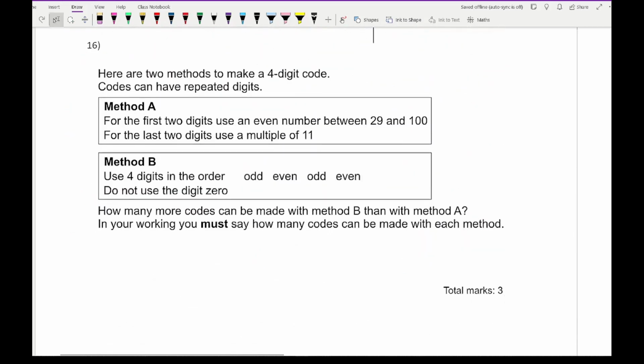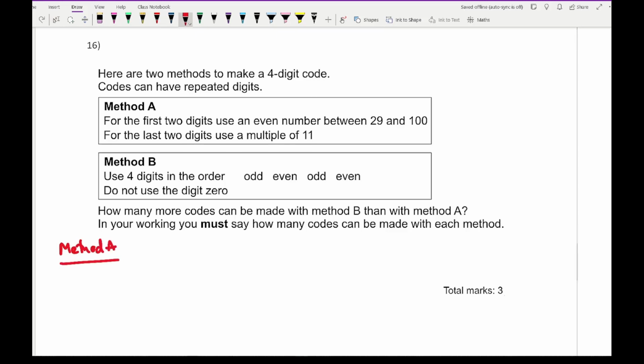Moving on to question 16, it says here are 2 methods to make a 4-digit code. Codes can have repeated digits. Method A has the description there, and B has a description there. How many more codes can be made with method B than with method A? In your working, you must show your working. So let's have a look at writing this down, looking at method A to begin with.